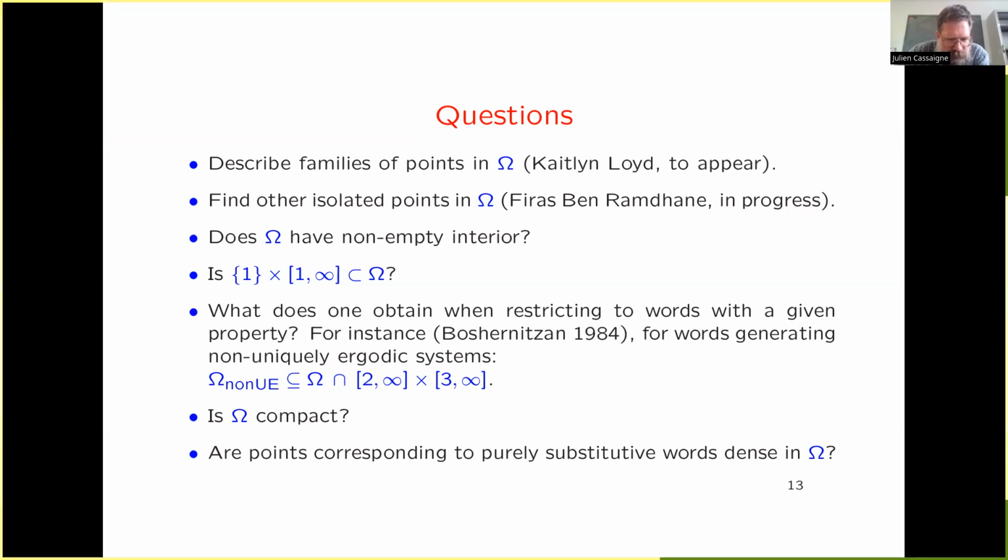Okay, is omega compact? So of course I've added infinity, otherwise it's certainly not compact if you can go to infinity, but here, is it compact? So if you take a limit of points corresponding to infinite words, what you get, is it a point alpha beta corresponding to another infinite word or not, etc. So many questions, mostly open, on omega.